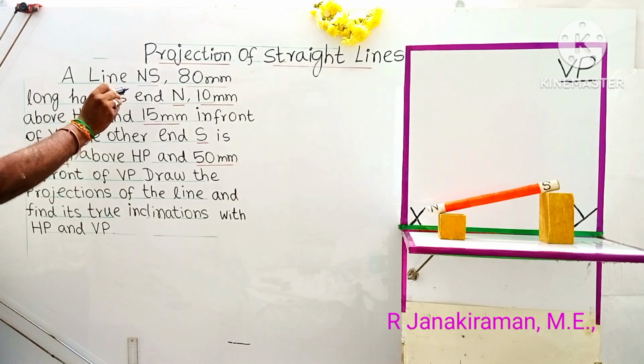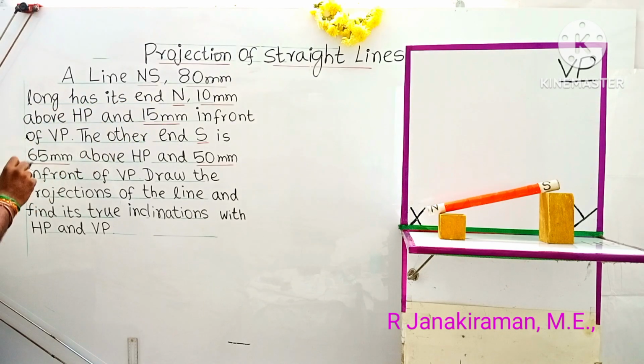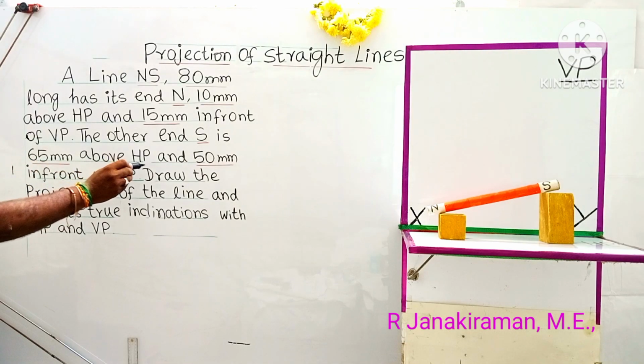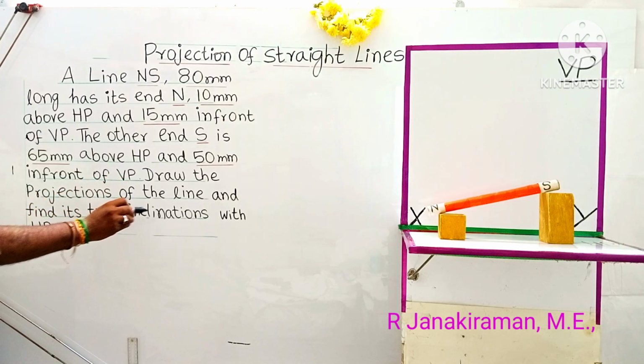A line NS, the name of the line is NS, 80 mm long, has its end N 10 mm above HP and 15 mm in front of VP. The other end S is 65 mm above the HP and 50 mm in front of VP. Draw the projections of the line and find its true inclinations with HP and VP.